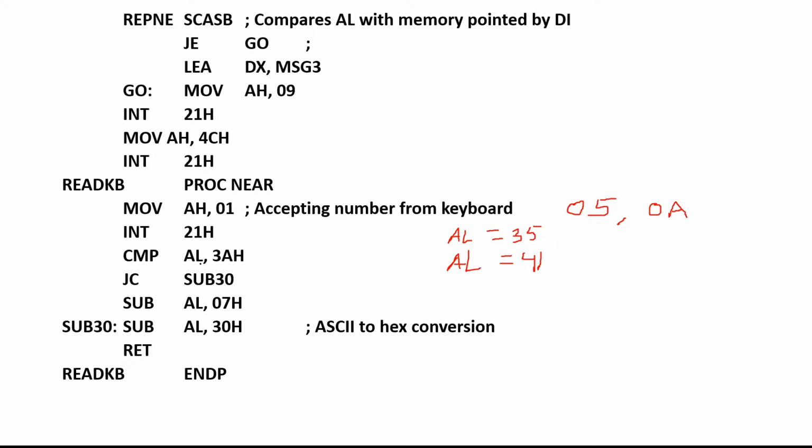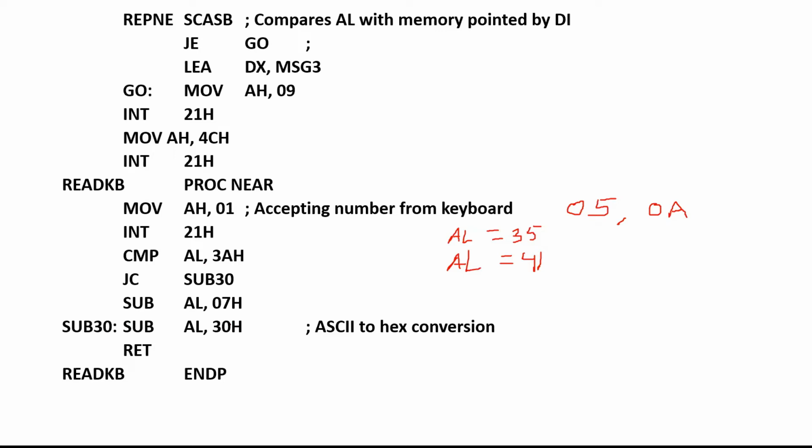Now, if AL is less than 3A, that means for subtraction, the compare instruction subtracts the content of AL minus 3A. So if AL is less than 3A, it will require a borrow, so my carry flag will be set. So here I am writing: if AL is less than 3A, jump on carry to subtract 30. That means AL contains a digit.